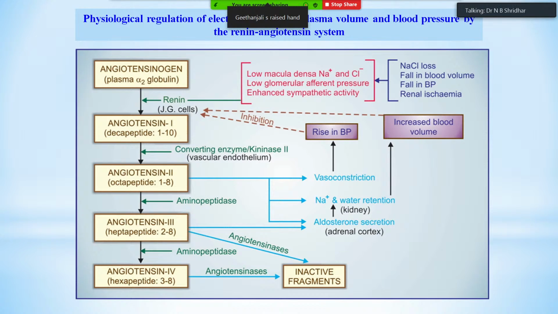So the ultimate action is sodium chloride loss and a fall in blood pressure. Renal ischemia occurs whenever there is low sodium and chloride at the macula densa and low glomerular afferent pressure, which will stimulate renin, and once again all the same processes, conversion of angiotensin 1 to 2, then 2 to 3 and 4, this whole cascade of events will start.